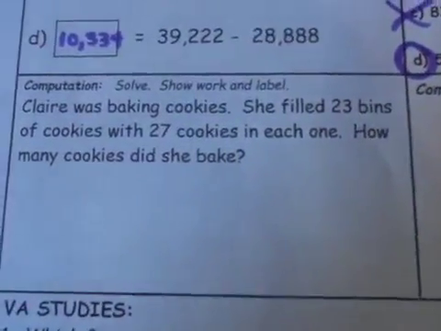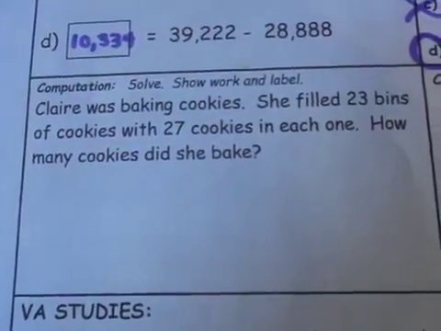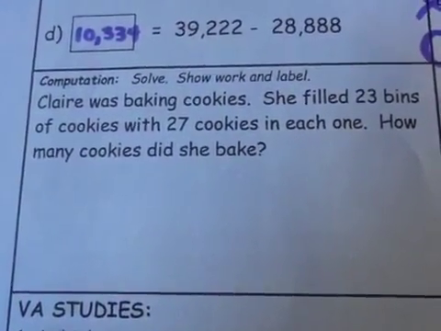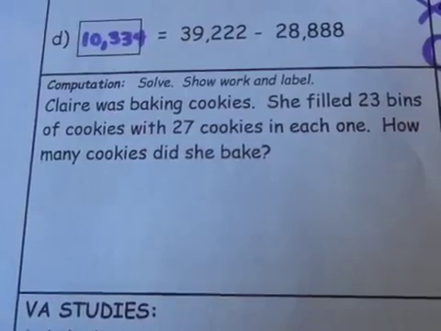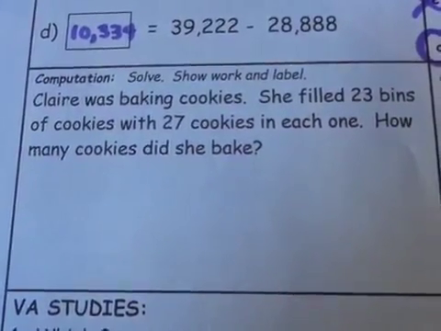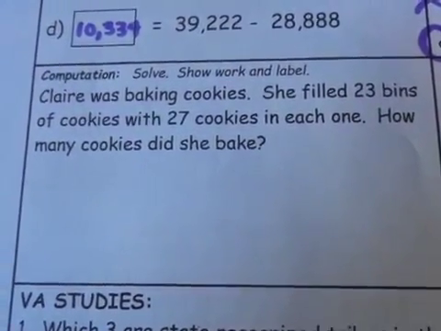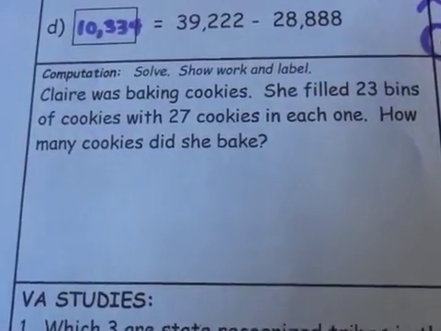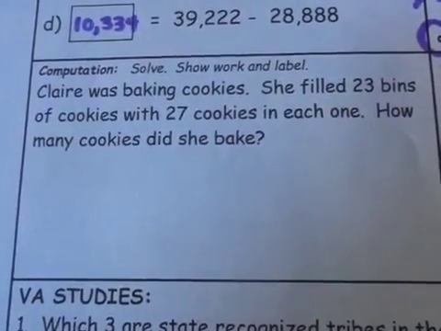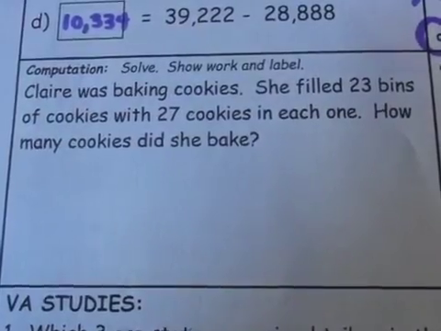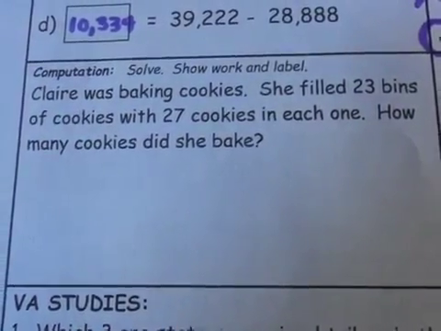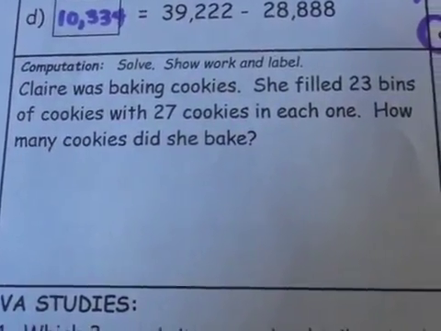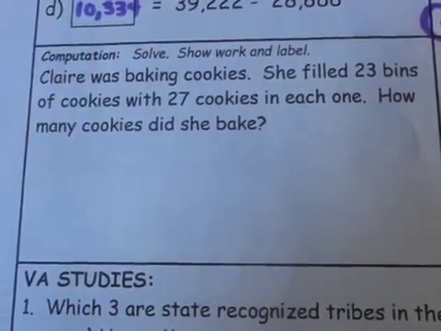Next question. Word problem. Claire was baking cookies. She filled 23 bins of cookies with 27 cookies in each one. How many cookies did she bake? So this sounds a lot like the holiday season around my household of making cookies and giving them to people. So it's a real life word problem. It's one step and it's multiplication.